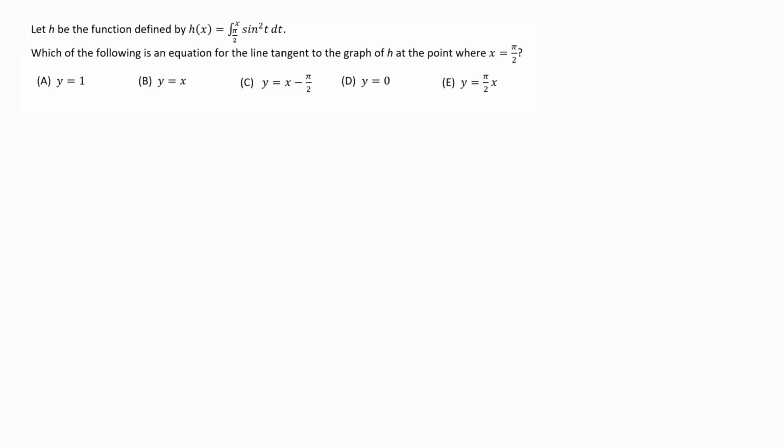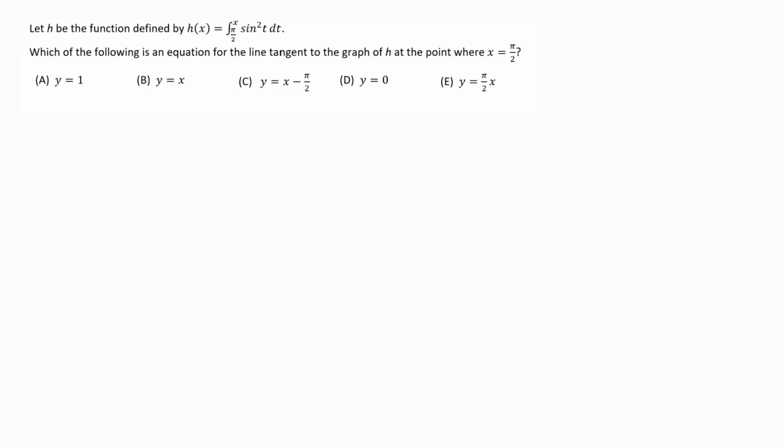In this example, we're being given a function h that is defined by this equation here, and then they want us to find the equation for the tangent line to the graph of h at this specific x value over here. Whenever we're being asked to find the equation for a tangent line, this is really the same process that you went through in an algebra class to find the equation of a line.